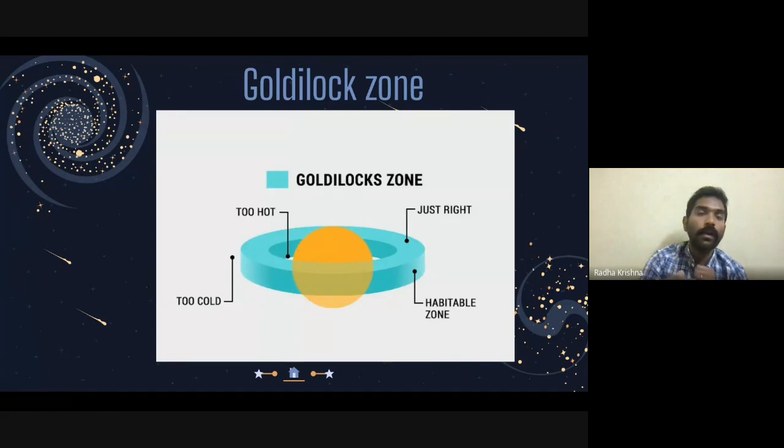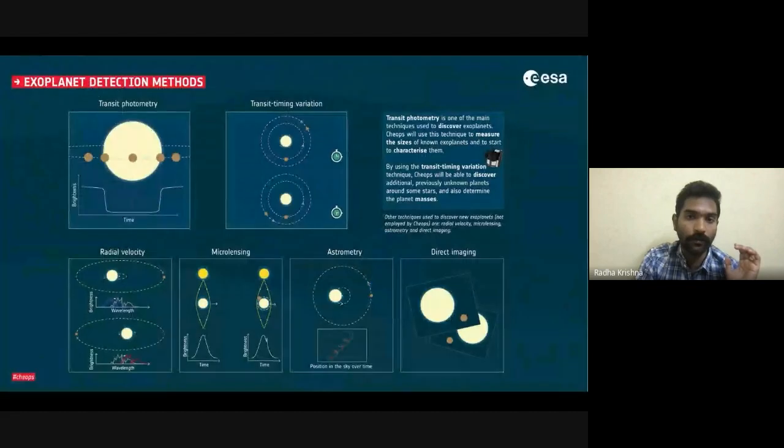If you are closer than that zone, your water is going to become gas. If you're farther than that Goldilocks zone, the water is going to freeze. So that is called the habitable zone. So often you see in the news that this planet is habitable, and that means the planet is in this Goldilocks zone. That's it. Now, how do we detect these exoplanets?